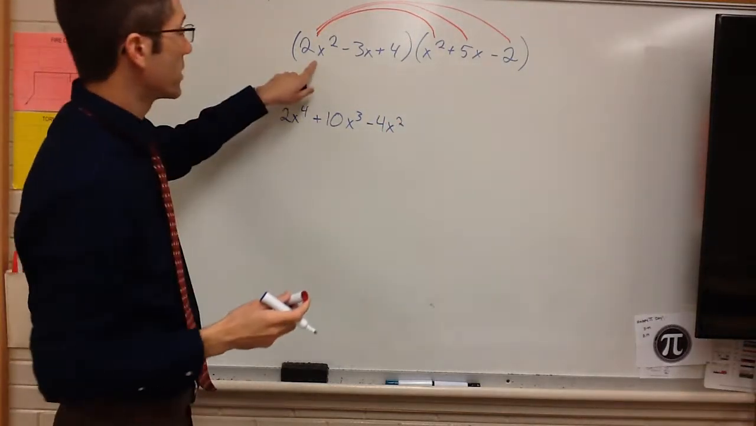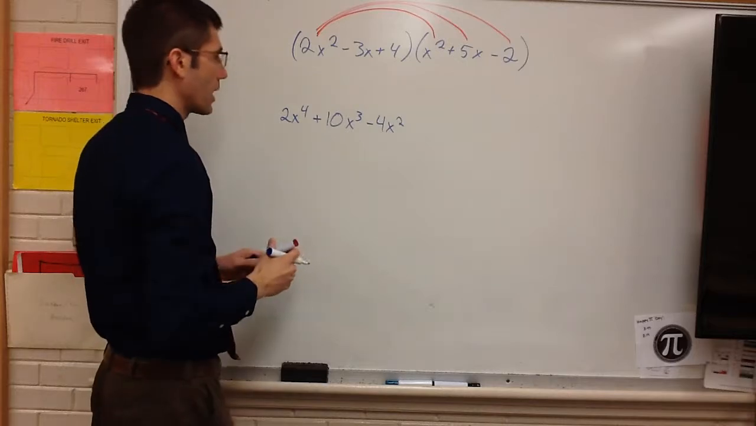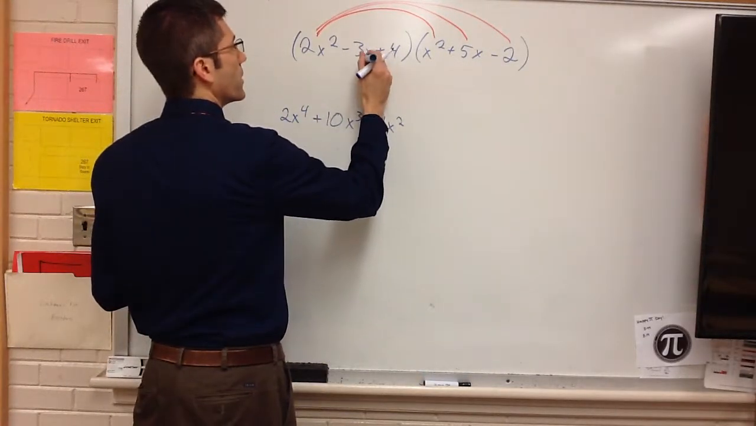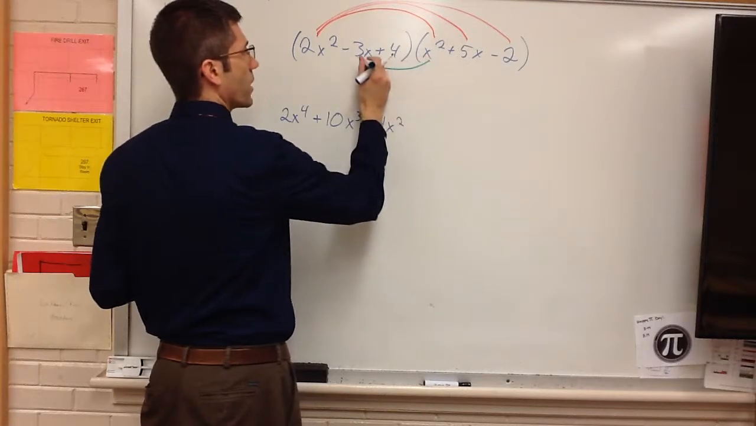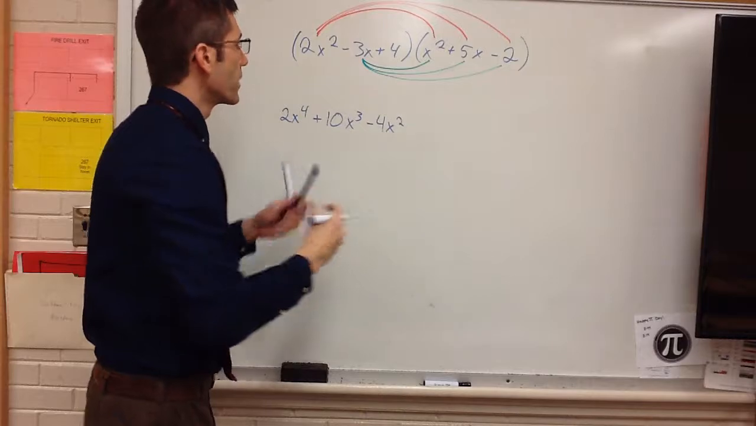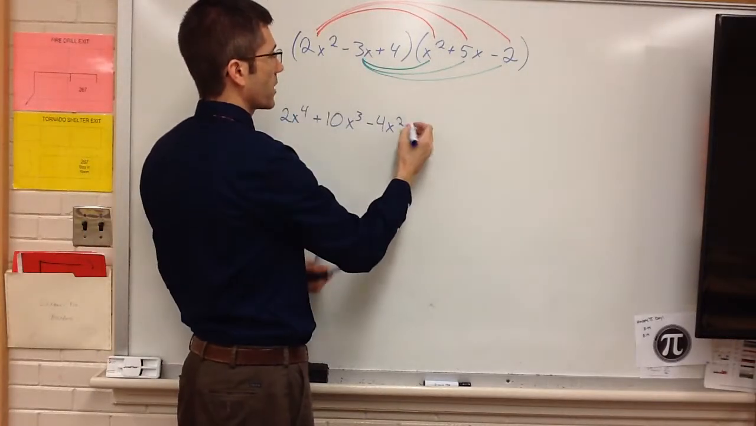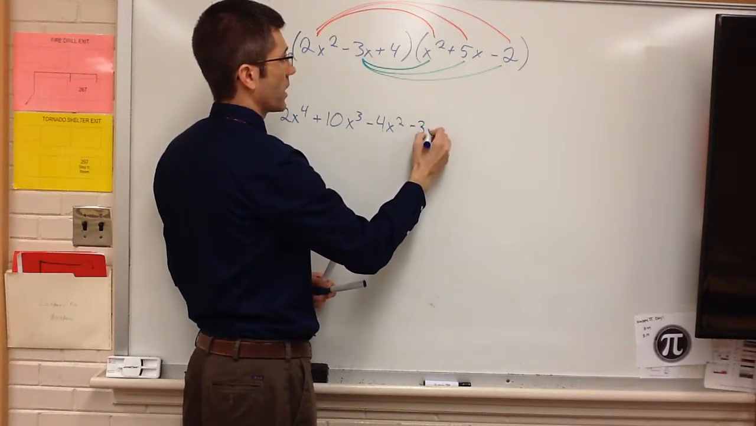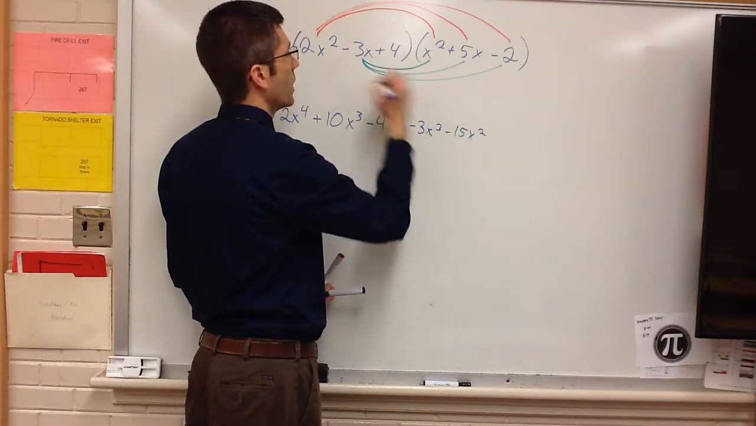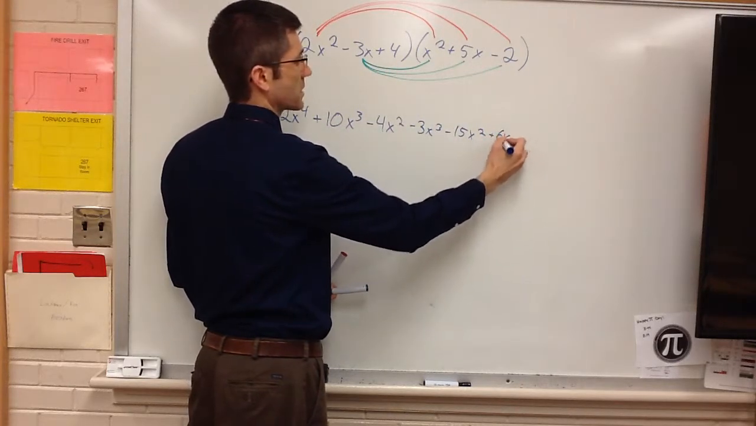We have just distributed the first term. Now let's distribute the middle term. We'll switch colors here. I'm going to go green. Negative 3x times x squared. Negative 3x times 5x. Negative 3x times negative 2. Negative 3x times all that. So negative 3x times that is negative 3x cubed. This times that is negative 15x squared. This times that is 6x.